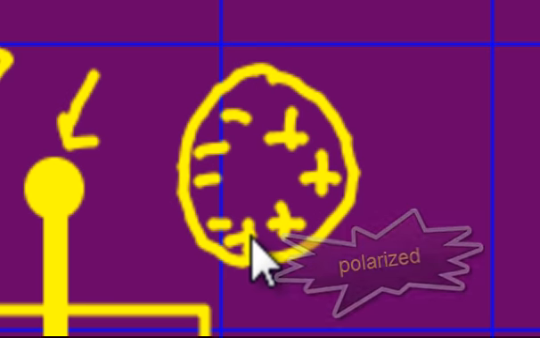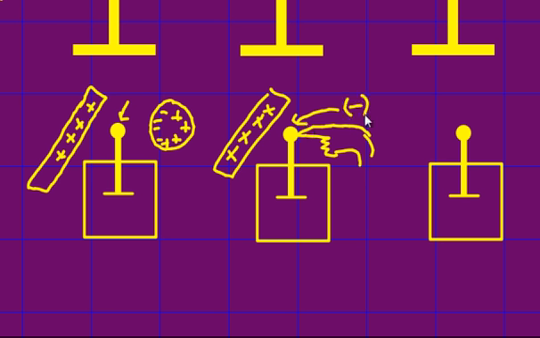So the rod's still here, it's positively charged. And now with our finger, coming from the opposite side, we're going to ground the sphere. What that's going to do is dump electrons onto this positive end of the sphere. Electrons from the ground are going to jump up onto the sphere.